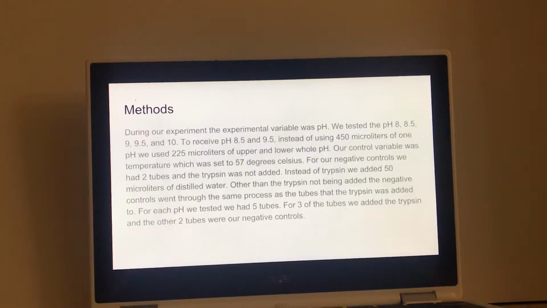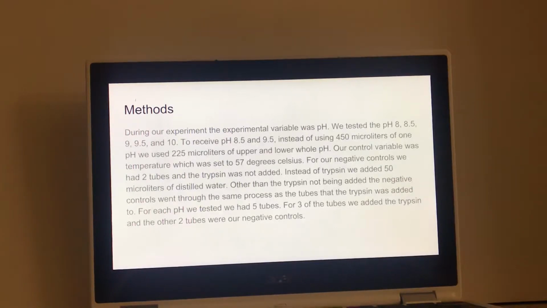We put in 500 microliters of the substrate, which was azocasein. The substrate was designed by chemically adding sulfanilamide groups to the milk protein casein, and these sulfanilamide groups, which are orange, are attached randomly to the casein. After that, we added 50 microliters of the enzyme trypsin to each pH to break down the azocasein.